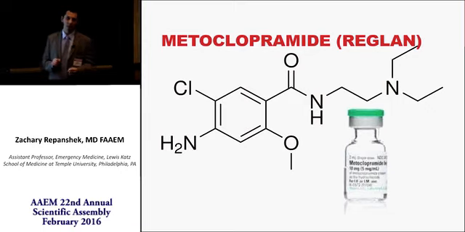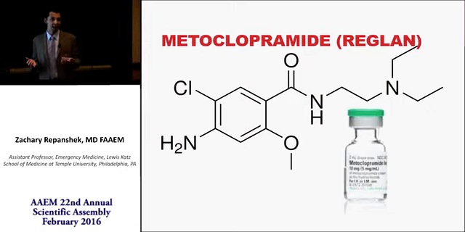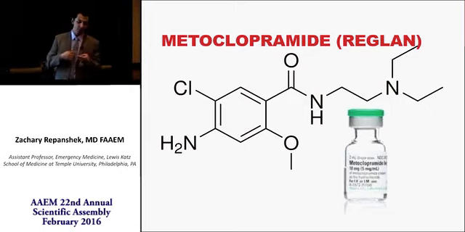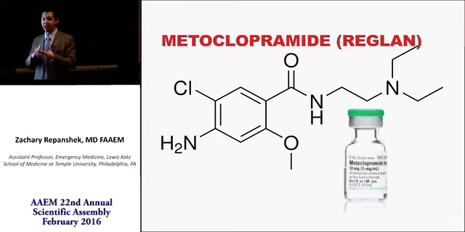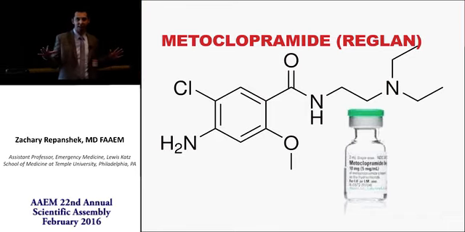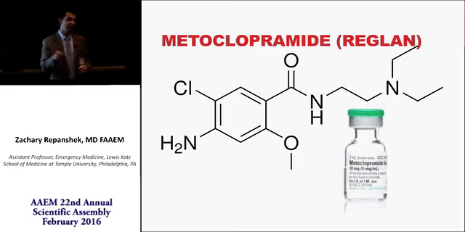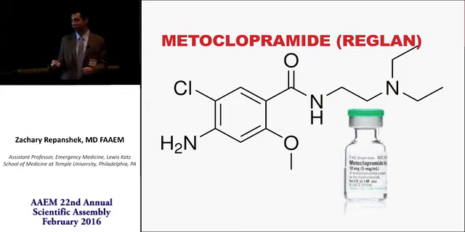So we'll start with metoclopramide, probably the second most common antiemetic, and there's a good reason why. It works on dopamine, serotonin, histamine. It basically covers all of the bases. It's great for GI motility-related vomiting. It's great for headaches and vomiting. It's great for vertigo and vomiting.